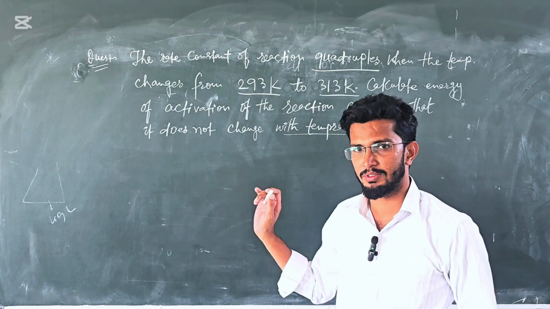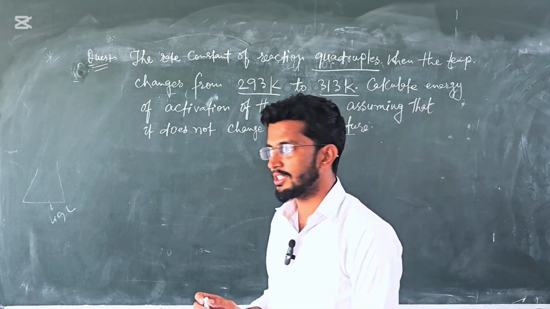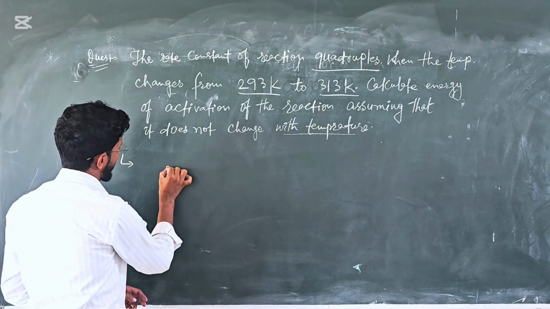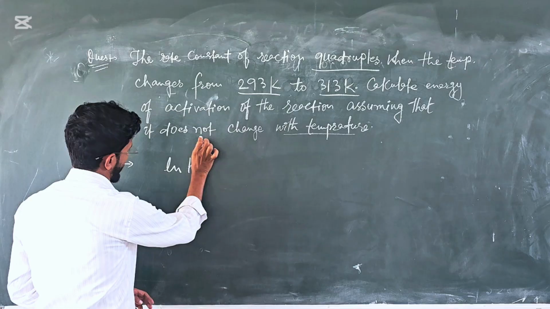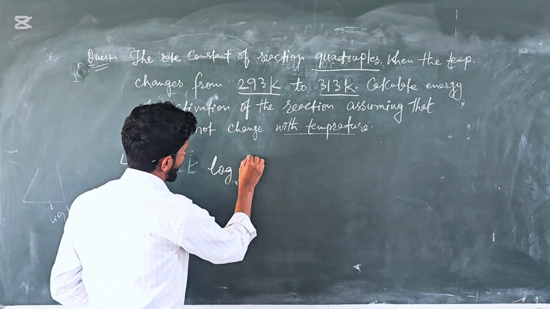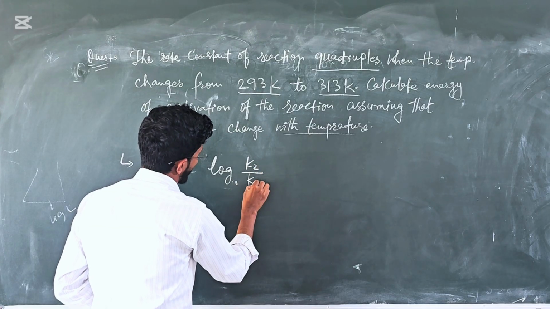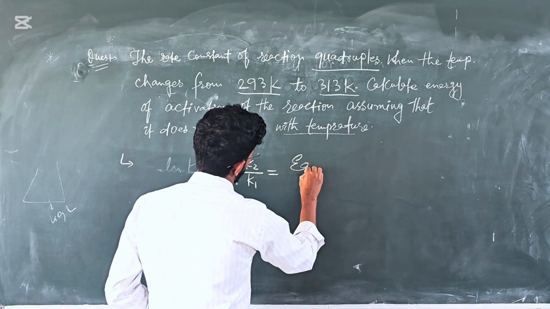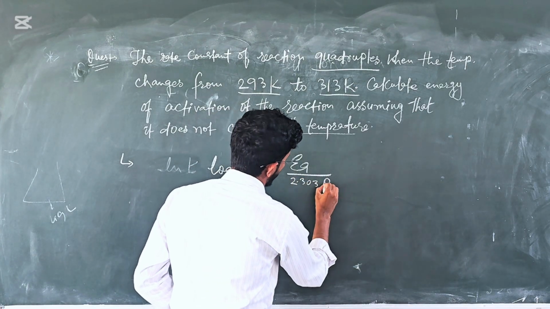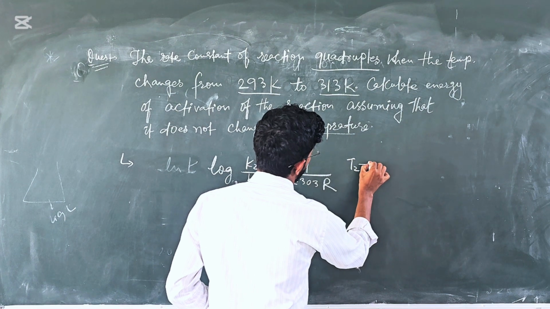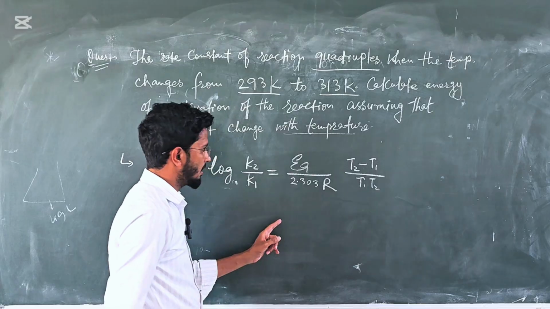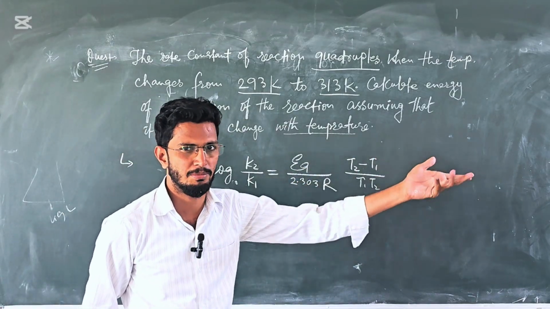Now how can we find out the value of activation energy? By using the derived form of the Arrhenius equation. What is the derived form of the Arrhenius equation? Simply we can write log base 10 of K2 upon K1 is equal to EA upon 2.303 R, into T2 minus T1 upon T1 T2. By simply putting the value of each component, we can get the answer.